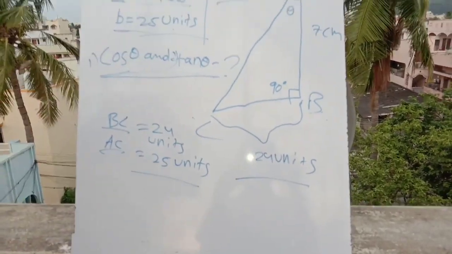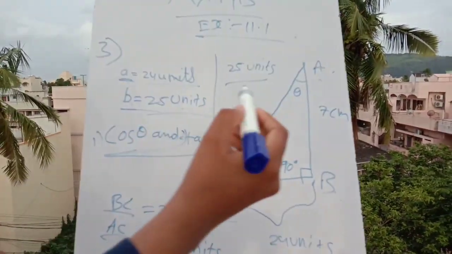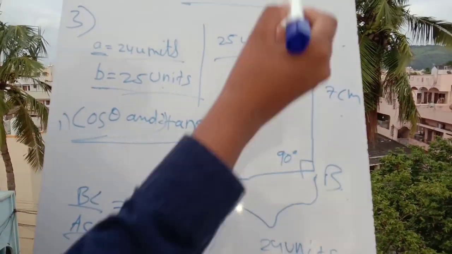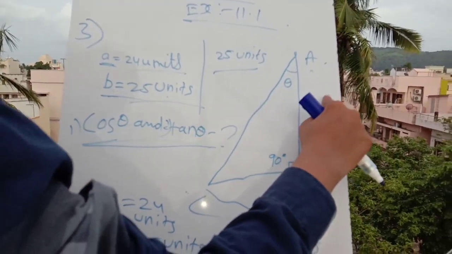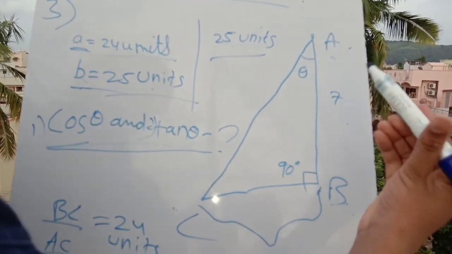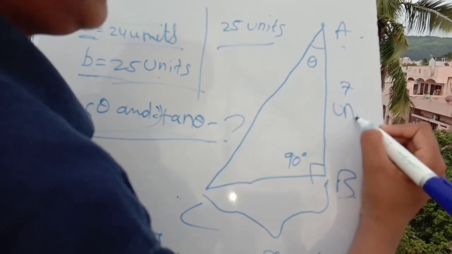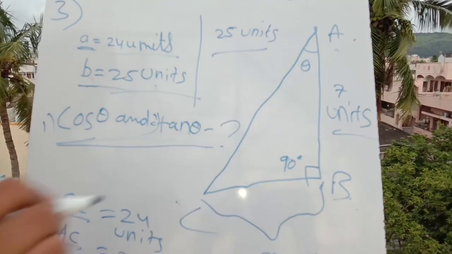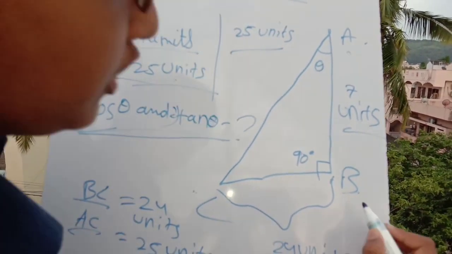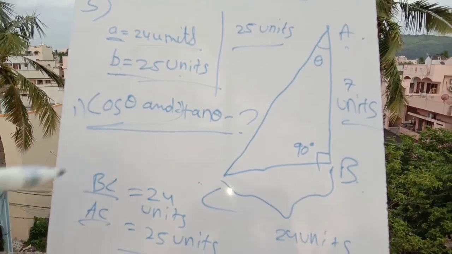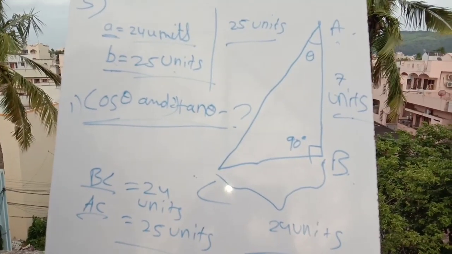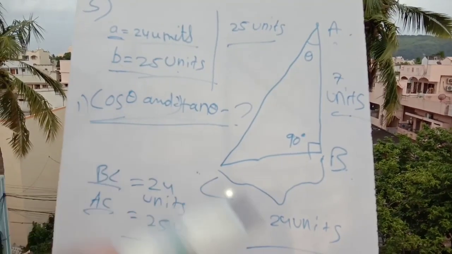And friends, like this we found all the three sides. AB is equal to 7 centimeters, and BC is equal to 24 centimeters, not centimeters, units. Sorry, I'm sorry. He has given the measurements as units. He has not given centimeters or meters. So AB is going to be 7 units, BC is going to be 24 units, and AC is going to be 25 units definitely.